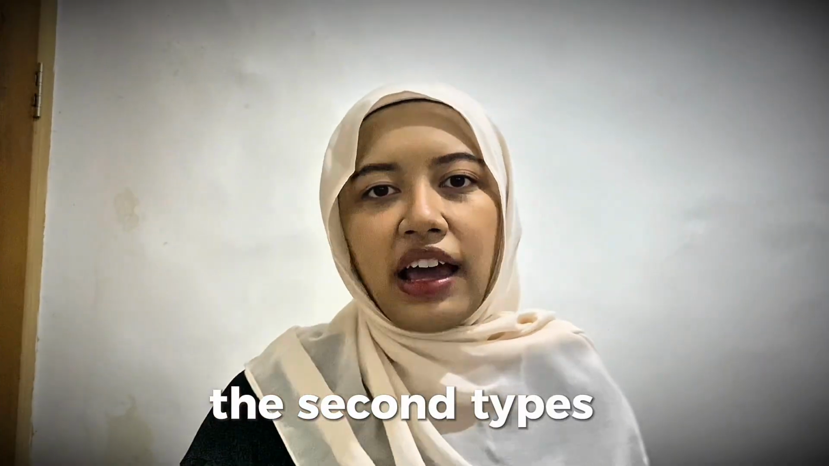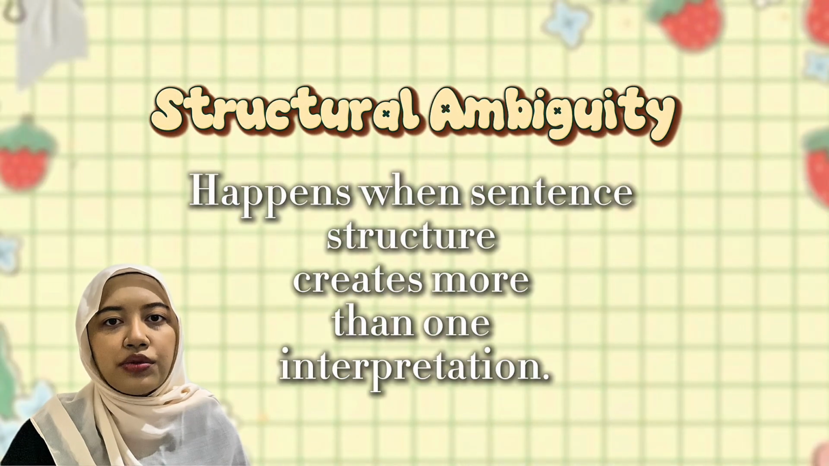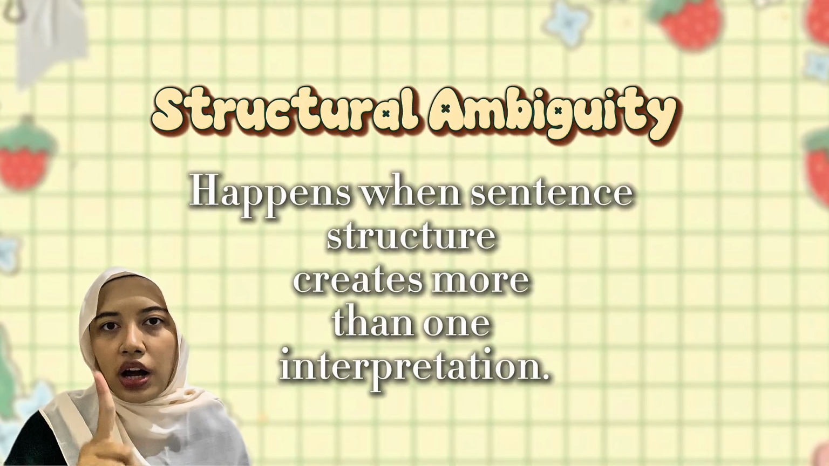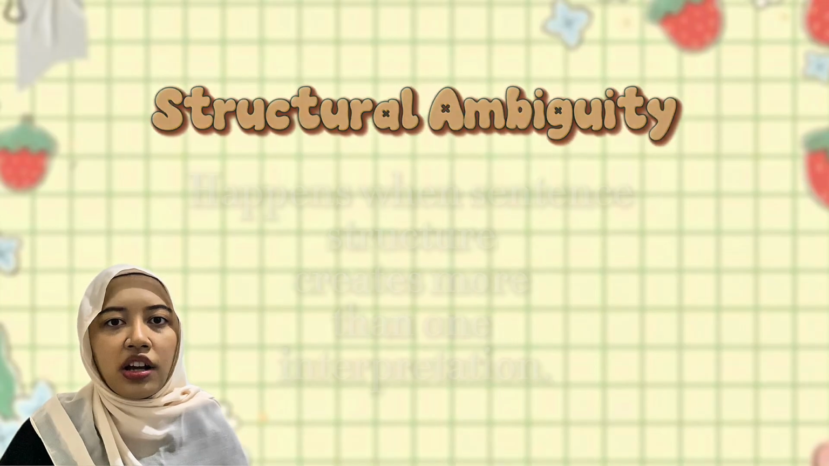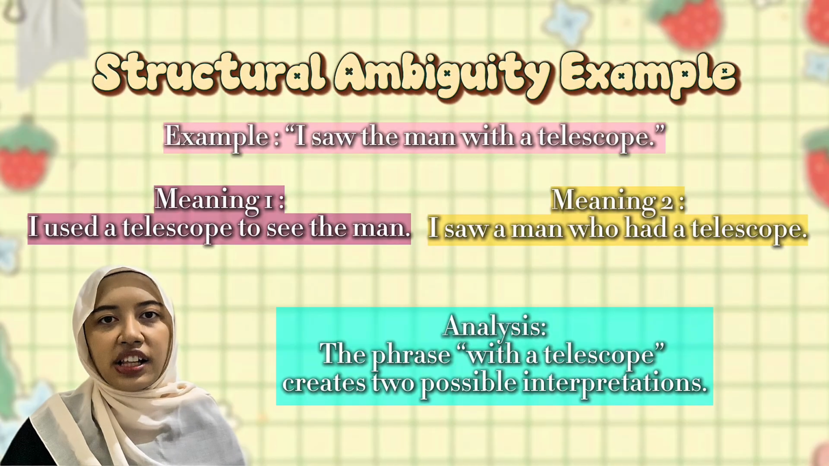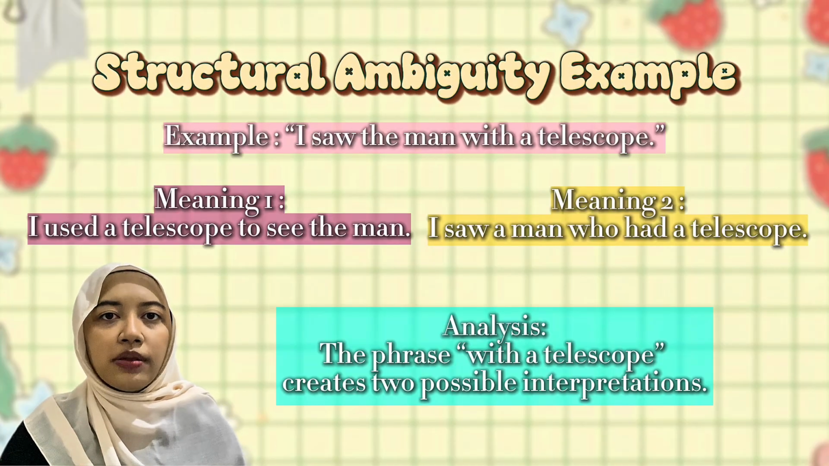The second type is structural ambiguity. Structural ambiguity happens when the arrangement of words in a sentence allows more than one interpretation. For example, "I saw the man with a telescope." This sentence has two possible meanings.